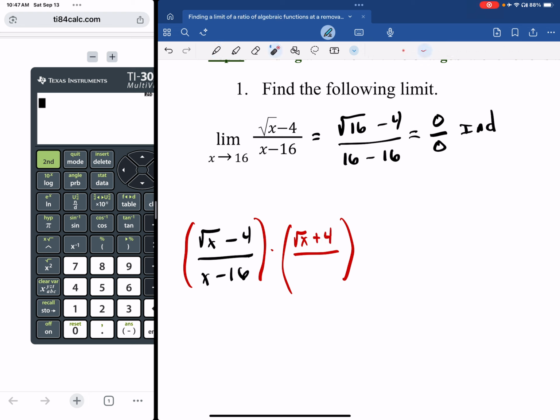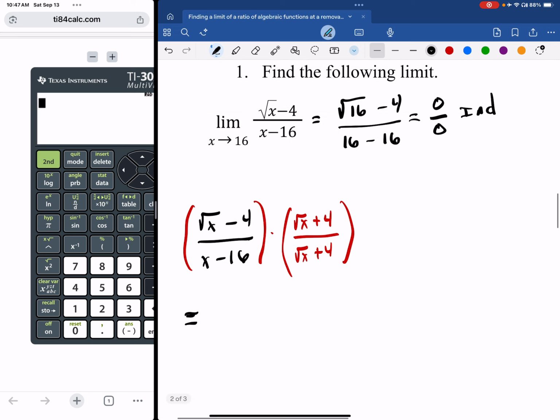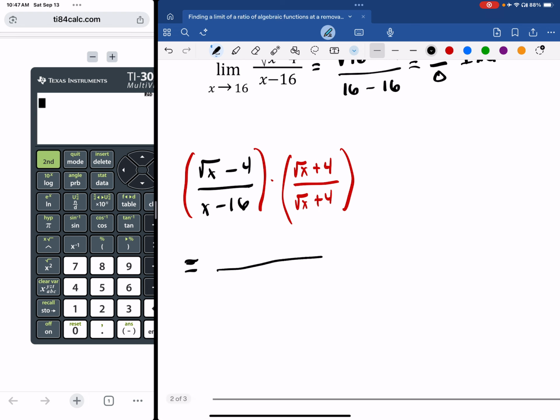Again, it's the exact same thing. All you're doing is changing the sign. If I multiply the numerator by the square root of x plus 4, then I need to multiply the denominator by the square root of x plus 4. Here's a big tip for you. Multiply out or FOIL out the numerator. Do not FOIL out the denominator. So I'm going to keep my denominator exactly the same. I'm going to have one factor, that's x minus 16. My second factor is going to be the square root of x plus 4.